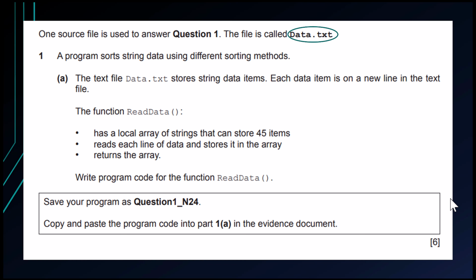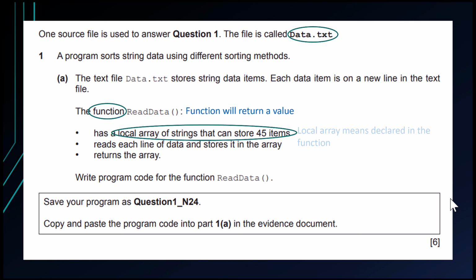It says the function ReadData. I know it's a function, which tells me that this is going to return a value. It says it has a local array of strings that can store 45 items. That local array is very important. I need to make sure that I declare that inside the function. That's what it means by local. So it's not going to be a global array. It's going to be a local array, declared inside the function ReadData.